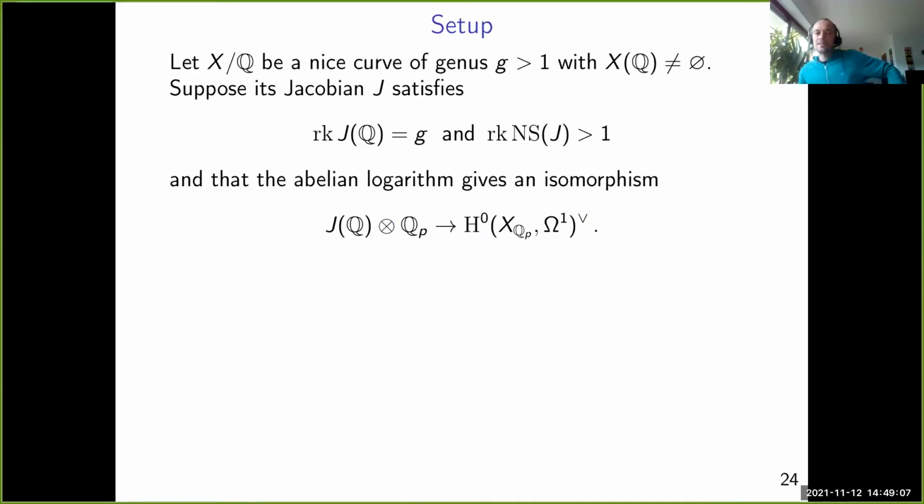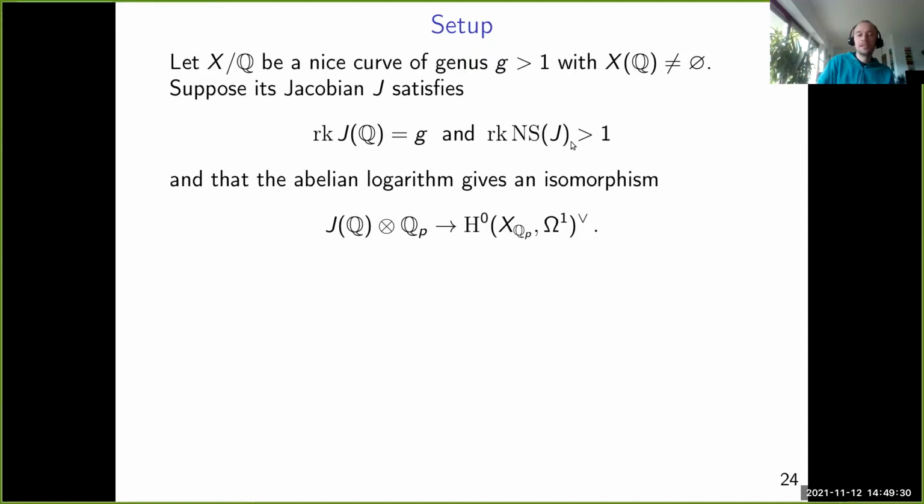So the setup is as follows. Remember, we wanted to compute rational points on curves. So X is going to be a nice curve over Q of genus g greater than 1. And I'm going to assume that there is at least one rational point. For explicit methods, you actually need to assume that you can find it, but that's typically fine in practice. I'm going to assume that the Mordell rank of the Jacobian is exactly equal to g, and I make the very strong assumption that the Picard number of the Jacobian is at least 2.